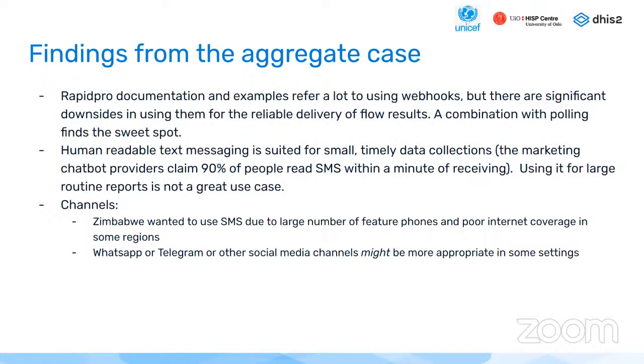One of the things, I guess, is any of you who've worked through the RapidPro documentation and examples, you see a lot of reference to using webhooks. That was certainly how our initial implementation was working. It's the same way that the current system in Uganda is working. There are some downsides, mostly related to reliable delivery of flow results. And so what we found is by actually implementing both report via webhooks and polling, we can achieve some of the advantages of both.